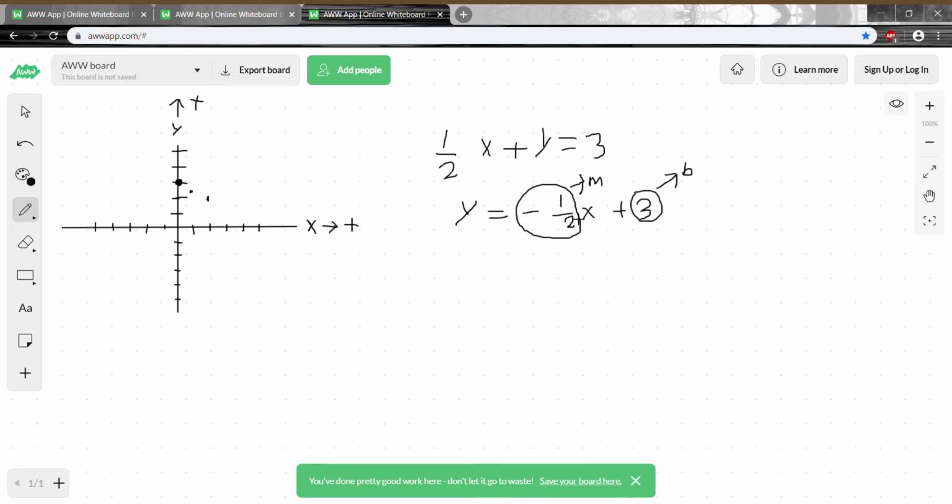What the slope tells us is that for every one change in x, y will change by this number amount. So every time x goes up by 1, y goes down by 1/2. And we can see that right here. When x increased by 1 unit, y went down by 1/2 a unit. When x increased 1 more unit, y went down by another 1/2 unit.